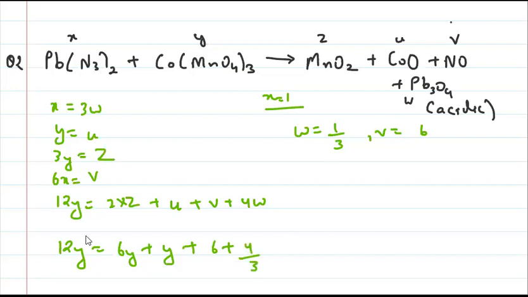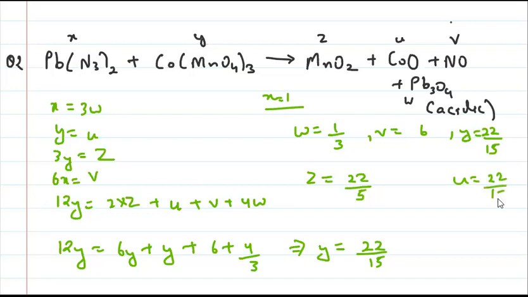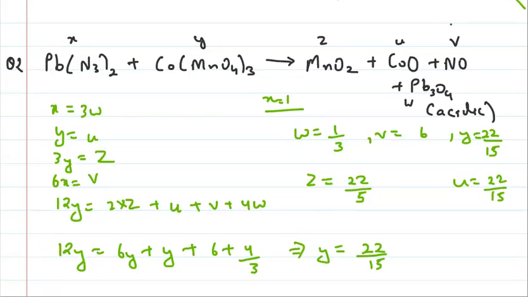Now if you solve this, you will get Y equal to 22 by 15. So Y is 22 by 15. Now if you got Y, what is Z? Z is equal to 3Y, which is 22 by 5. Now Y is U, so U is also 22 by 15. Got it, everyone? Yes or no? Aryan, Abhiram, got this? So you got the stoichiometric ratios?